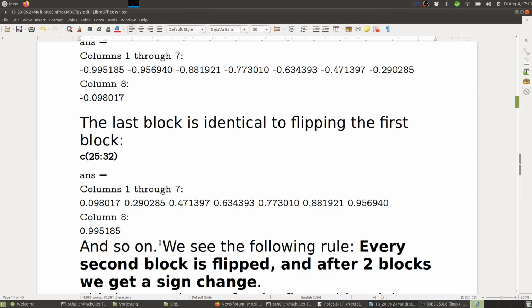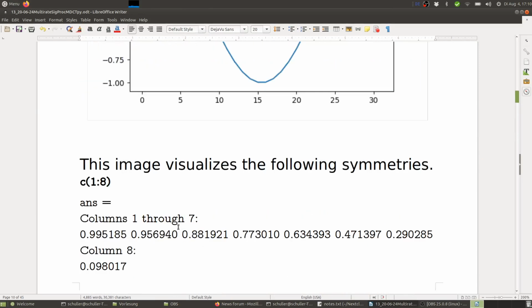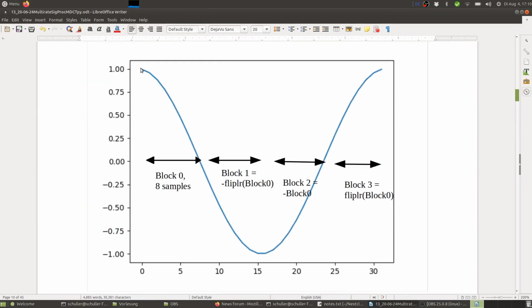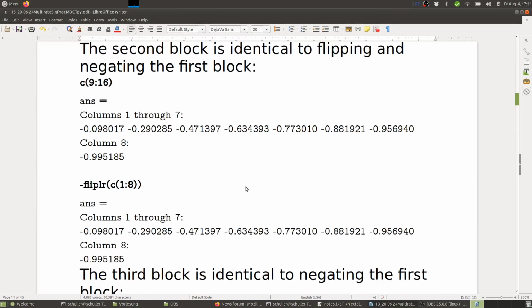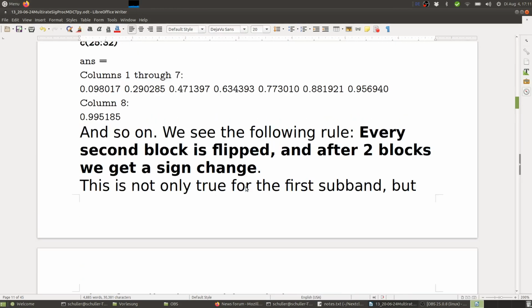And it turns out it goes on because the cosine function is periodic. So we have one full period now of the cosine function, and we can even continue here, and we can always represent the following function by the first block with a suitable sign flipping and flip LR. So that's very convenient.